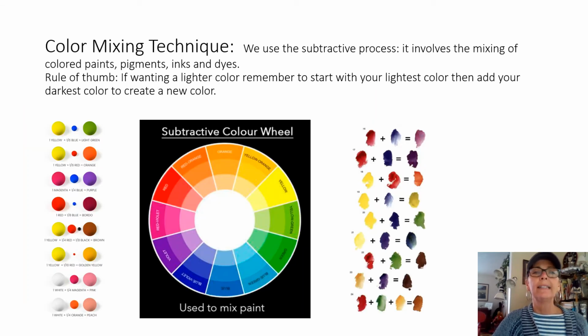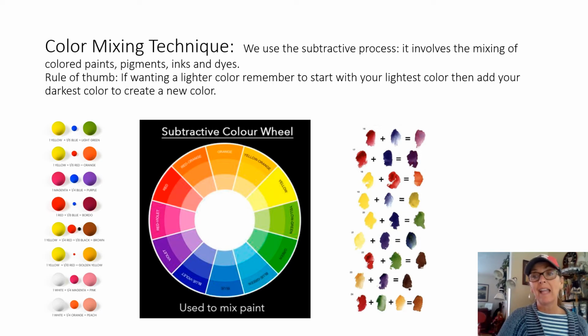Color mixing techniques. You are going to be adding colors to one another, so it's really known as your subtractive technique because you're taking away its intensity. All right. Rule of thumb: if wanting a lighter color when you are mixing, always start with white or your lightest colors, then add your darker ones.